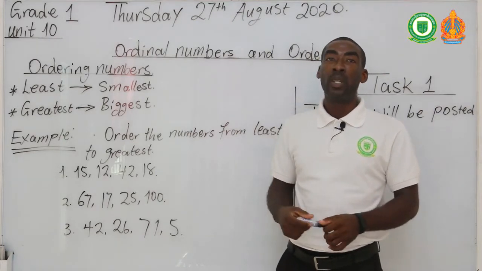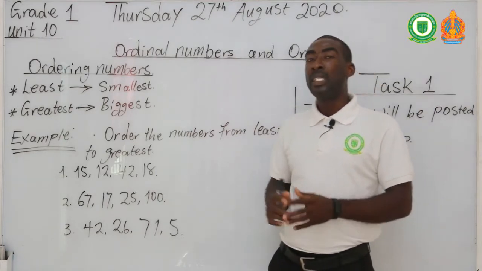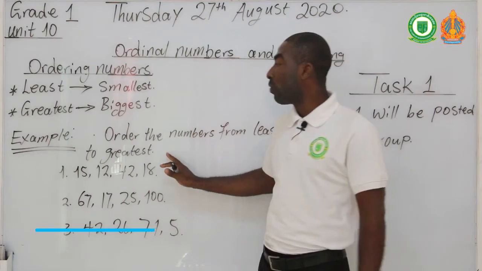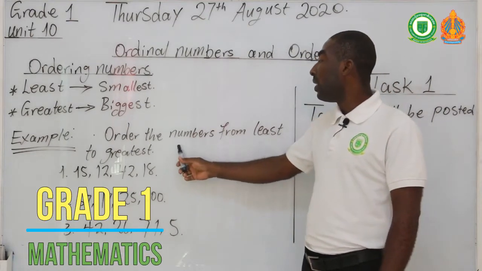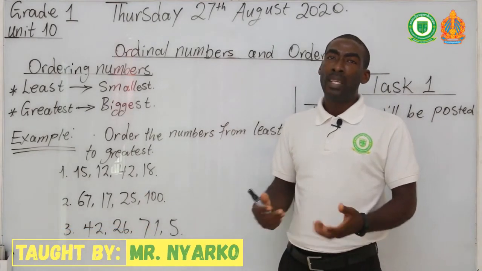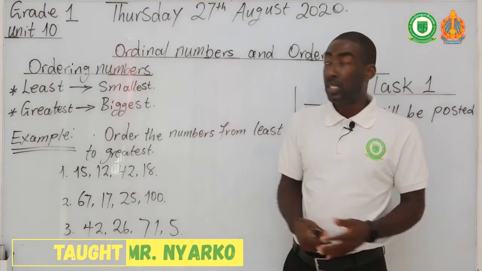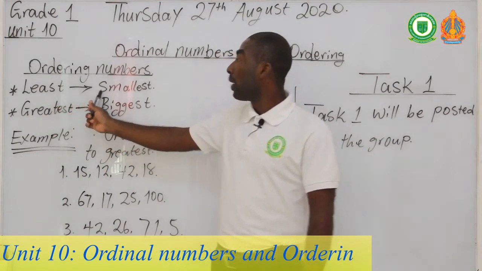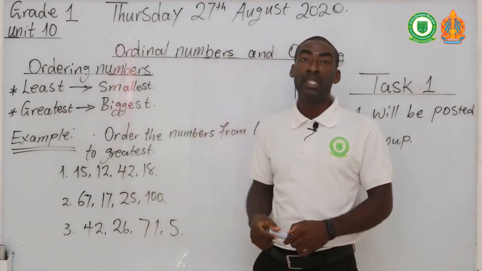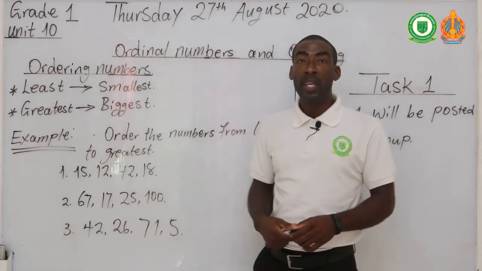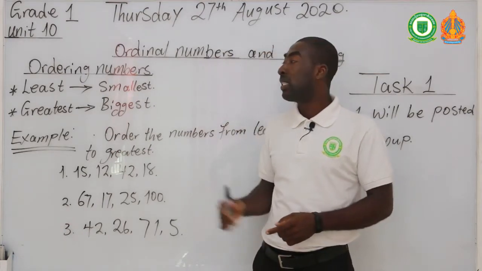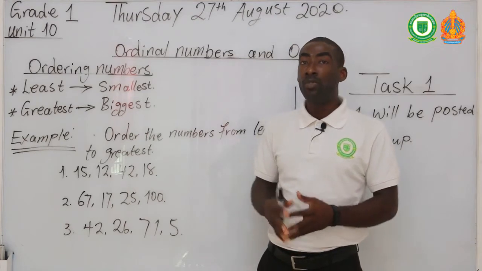We're going to look at how we can put numbers in the correct order depending on the instructions that we have. At this moment the instruction is that we are supposed to order these numbers from least to the greatest. What is the meaning of least and what is the meaning of greatest? Least means you are dealing with the smallest number, and greatest means you are dealing with the biggest number. Anytime you are working on ordering of numbers, you have to read your instructions very carefully so that you know that your question is asking you to order.